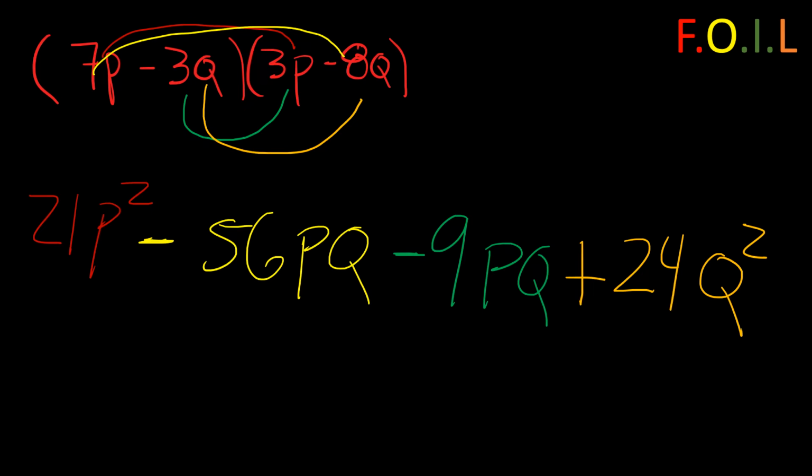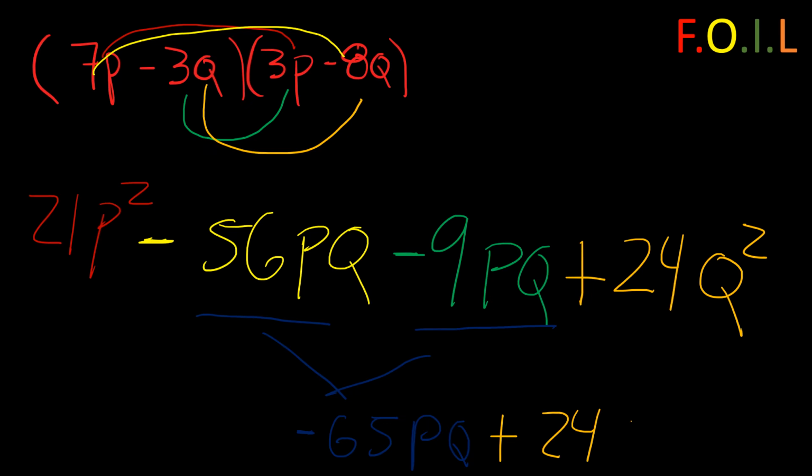So if you look at what we have so far, you'll notice we're not quite done yet. What do we have? That's right, you guessed it. We have like terms. So we have negative 56pq and negative 9pq. And when you add a negative and a negative, you get a bigger negative. So combining 56 and 9, we get negative 65pq, plus we still have the 24q squared here, and then we still have the 21p squared in the beginning.